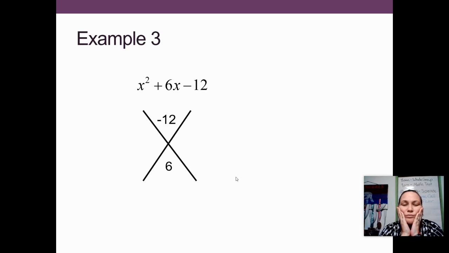I don't know, guys. 2 and 6 is not going to subtract to 6. 3 and 4 is not going to subtract to 6. I don't know. I'm at a loss.